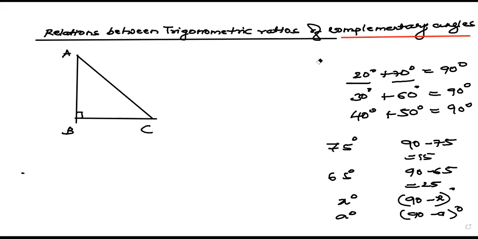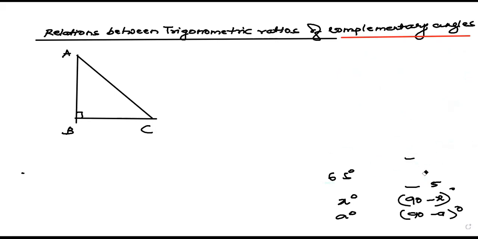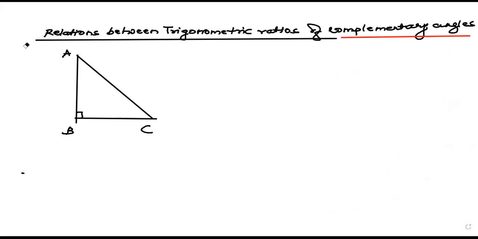Just have a look at a right angle triangle. I have drawn a right angle triangle ABC, right angled at B. That means angle B is 90 degrees. When I apply the angle sum property, angle A plus angle B plus angle C equals 180 degrees. Sum of all angles of a triangle is 180. Angle A plus 90 plus angle C equals 180. So angle A plus angle C is 180 minus 90, which is 90.